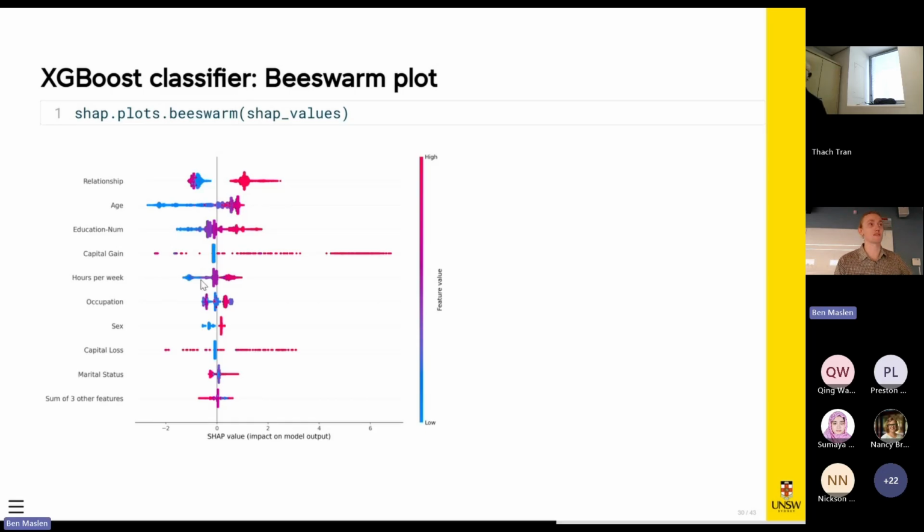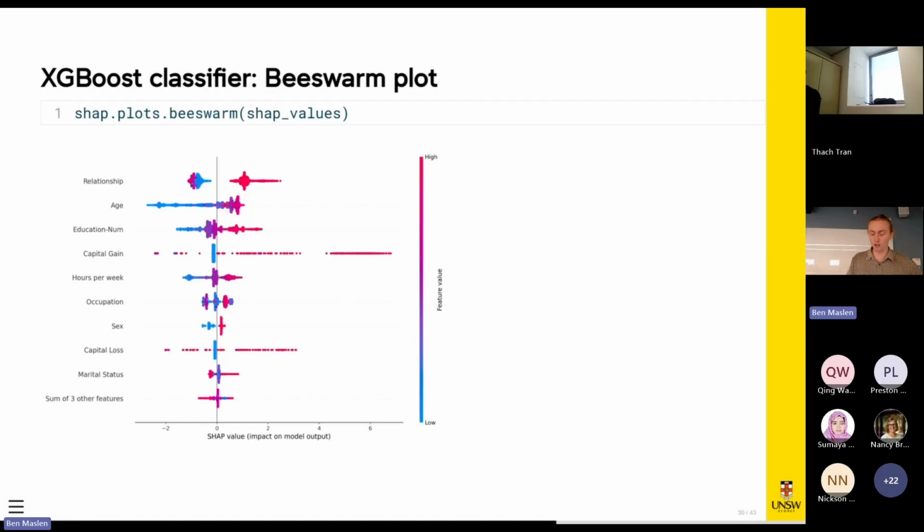Firstly, capital gains, right? If you have no capital gains, it barely impacts the model predictions at all. But if you have capital gains, it impacts the prediction a lot, right? These red values, where we do have capital gains, they're really driving, altering our probability of whether someone is earning more or less than $50,000.